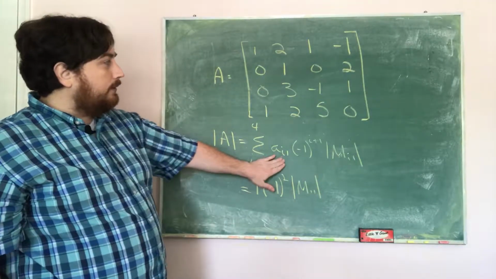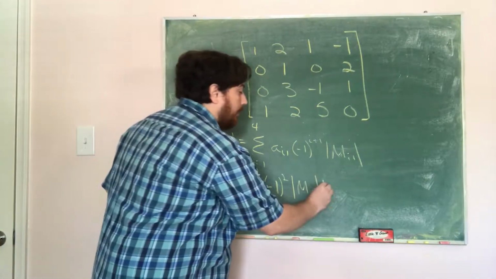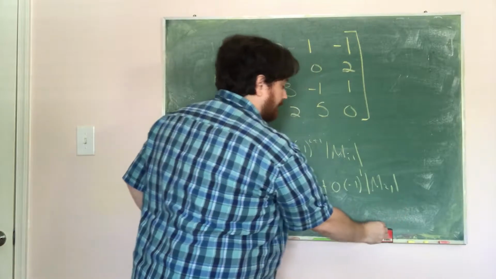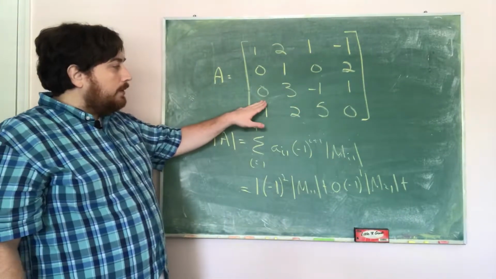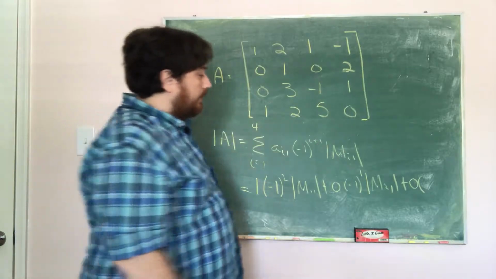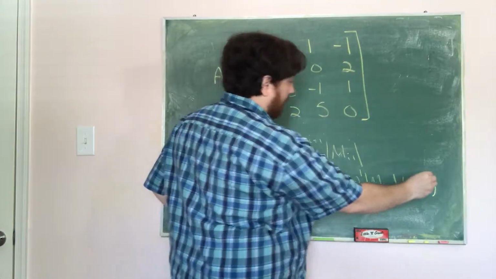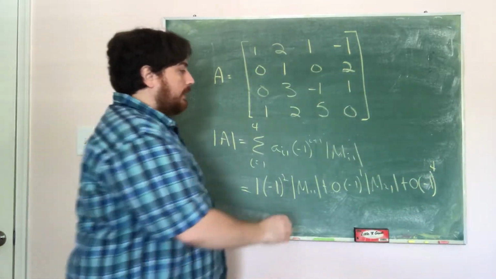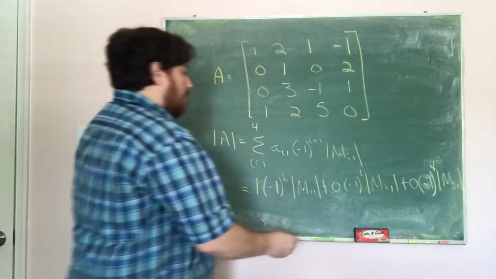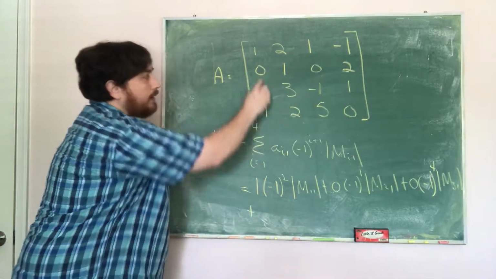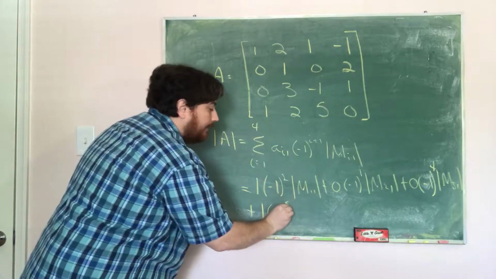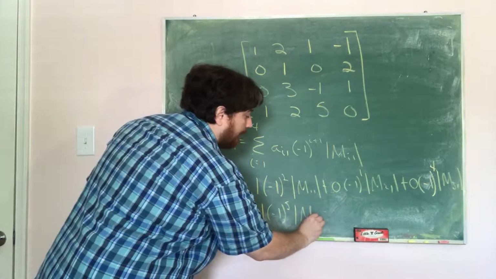And then I'm going to plug in 2, so A sub 2,1 is 0, so plus 0 times -1 to the 2 plus 1, times the determinant of M sub 2,1, plus, and then the third row, first column is 0, times -1 to the 3 plus 1, which is 4, and then times the matrix that's left over, M sub 3,1. Now plus, the fourth row, first column is 1 times -1 to the 4 plus 1, which is 5, times the determinant of the matrix when I remove that row and column.